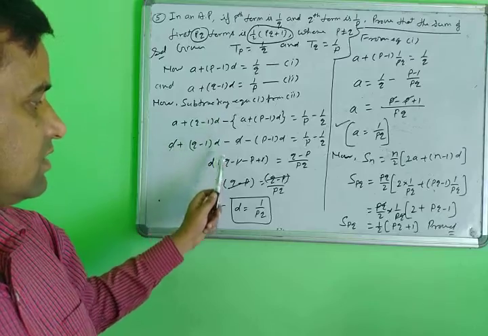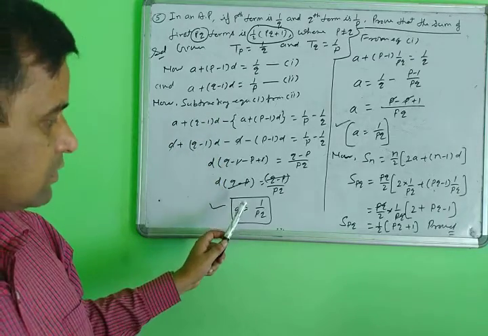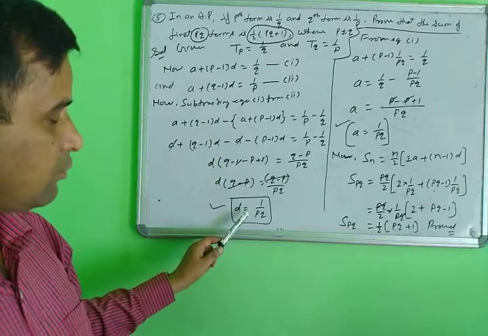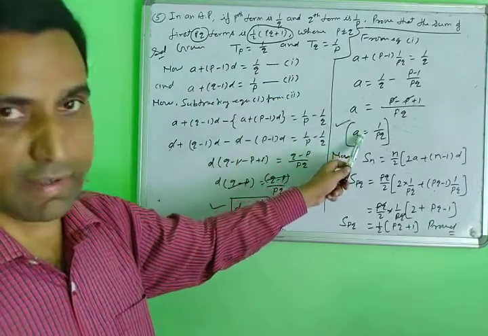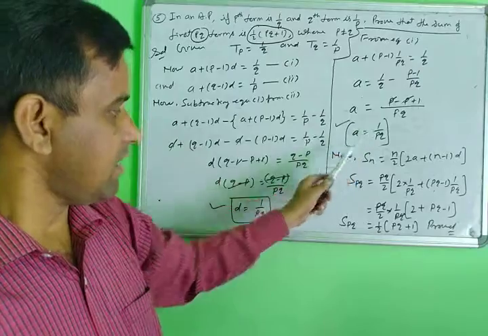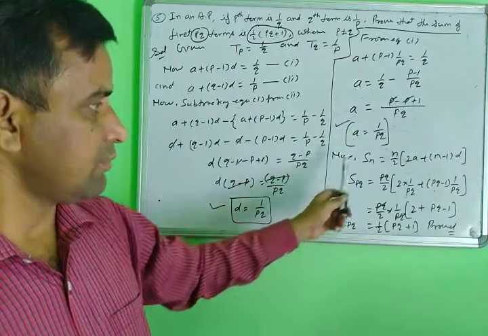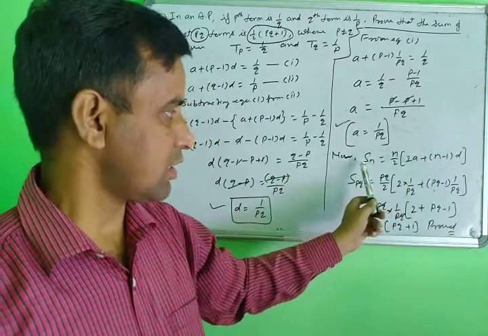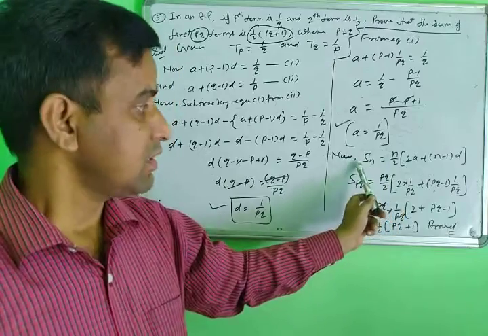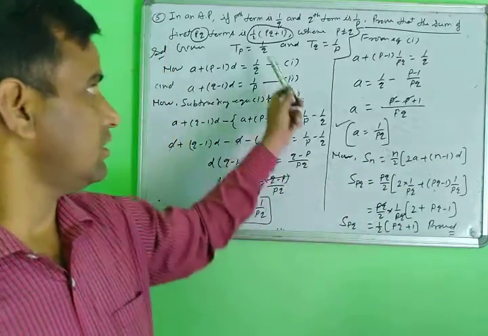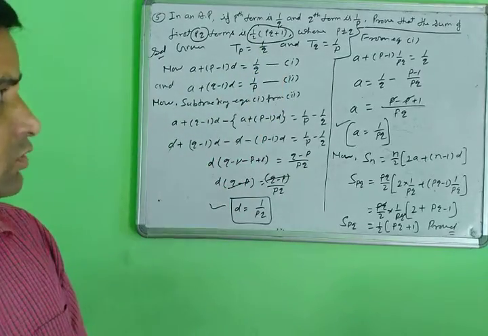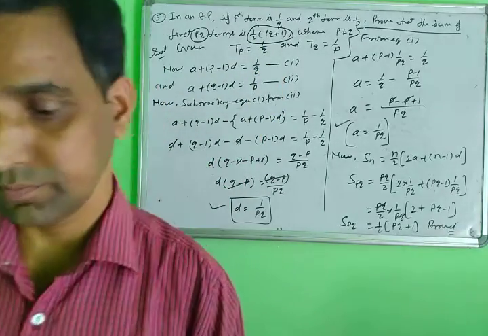Subtracting both the equations, you get the value of d. After that, you put the value of d in any equation, first or second, and you will get the values of a and d. After getting a and d, write the identity for the sum of the PQ terms, and putting in the values you get the answer. Yes, note down. Then next.